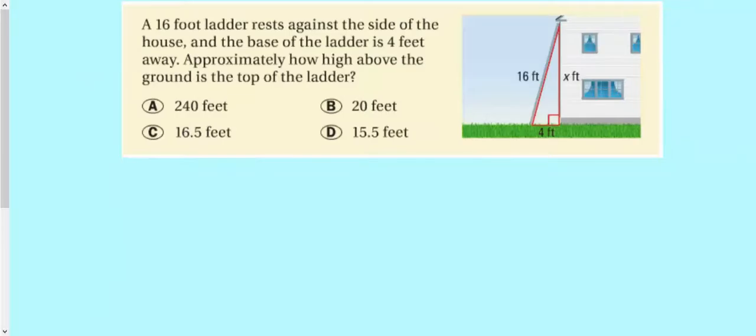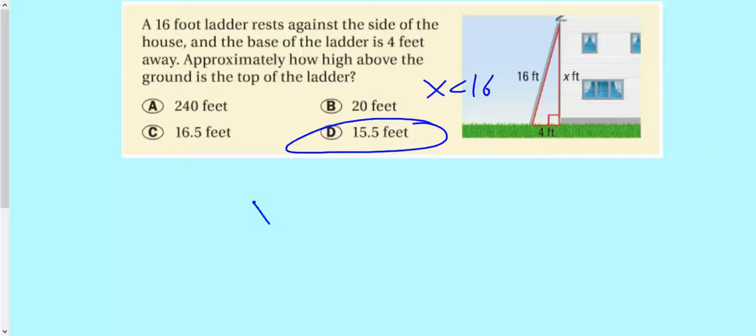Okay, this question here says a 16-foot ladder rests against the side of the house and the base of the ladder is 4 feet away. Approximately how high above the ground is the top of the ladder? Well, when I look at these answers A, B, C, and D, I already know that it's going to be D because the hypotenuse is 16. My answer, x, has to be smaller than 16 or it's not a right triangle, or it's not a triangle at all. So I know that's the answer.